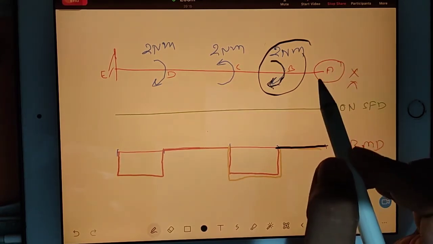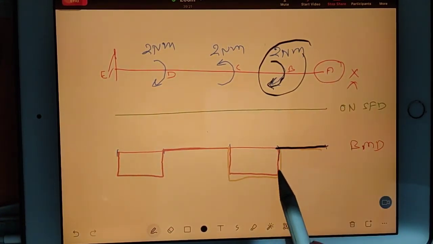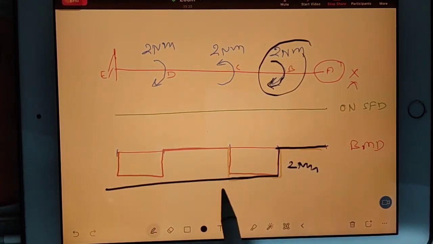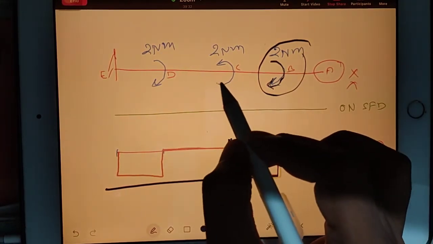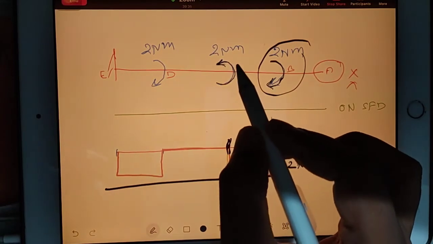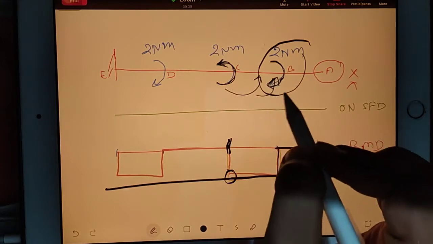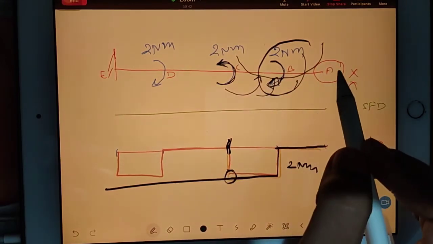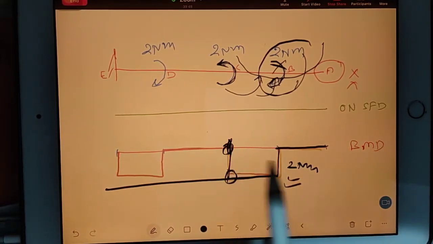Hogging. Very good. So because of that we have to come down suddenly by 2 Newton meter, and we will try to go like this. But suddenly at this section we have a concentrated moment like this. This moment will try to take the entire beam up, so it will cancel the hogging effect of the previous load. So here we got like this.